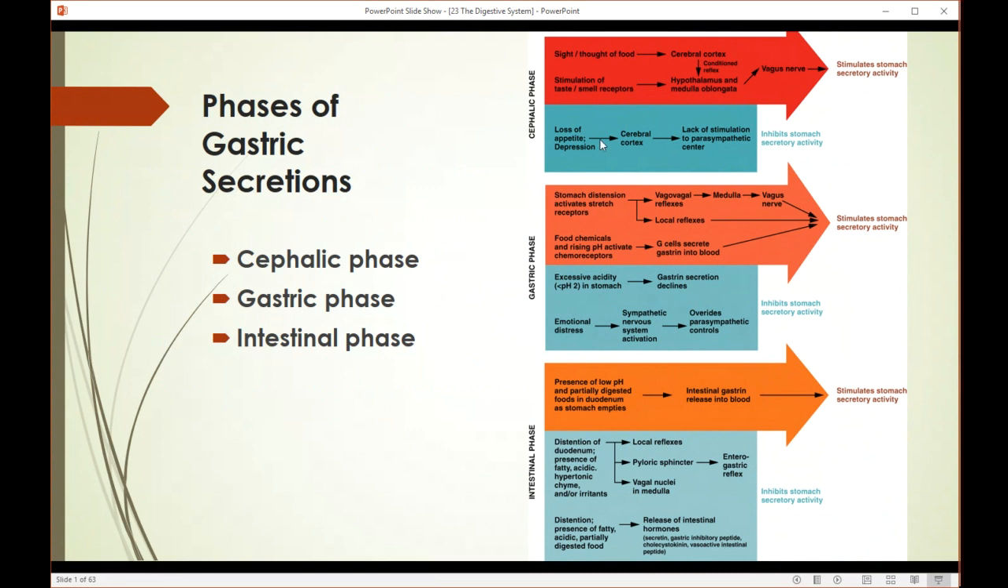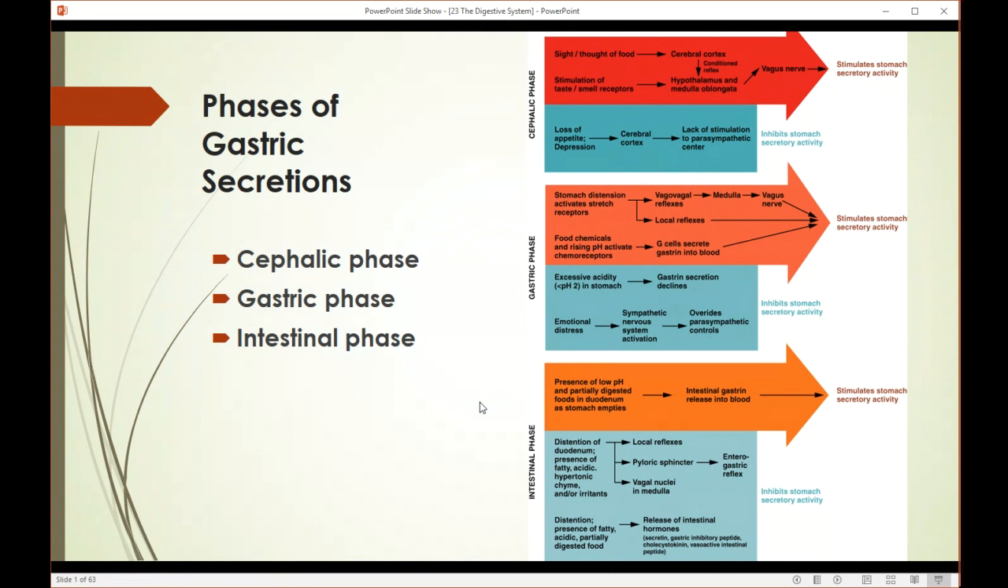Okay, it's also going to inhibit, sort of when we have a loss of appetite, like with depression, our cerebral cortex is going to have a lack of stimulation to our parasympathetic center. Okay, the gastric phase here, okay, is when we have a stomach distension. Okay, that's going to stimulate our stomach secretory activity.